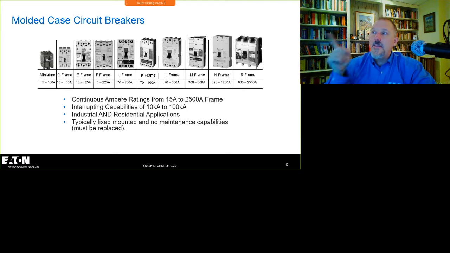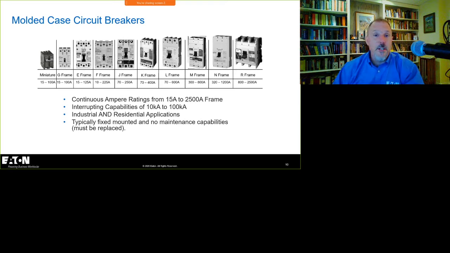Why would I buy a 70 amp K frame? Because I want to keep those contacts closed longer for whatever reason. I might have a motor starting. I might have selective coordination issues. I don't care what it is, you may need that breaker to add a delay so that whatever is operating downstream operates without a problem. All right. So that's the lineup, all the way up to 100,000 amp interrupting ratings. Again, those are industrial, residential, commercial. You'll see those just about anywhere.